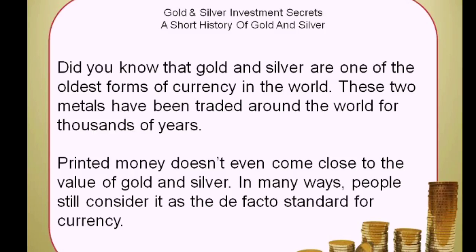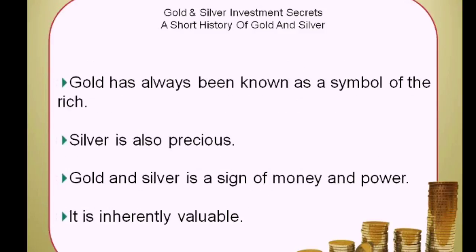Did you know that gold and silver are one of the oldest forms of currency in the world? These two metals have been traded around the world for thousands of years. Printed money doesn't even come close to the value of gold and silver. In many ways, people still consider it the de facto standard for currency. In the past, gold has always been known as a symbol of the rich and the elite. Silver is also precious but in more functional ways. Gold, we see it as jewelry, and silver as silverware. Gold and silver is a sign of money and power.